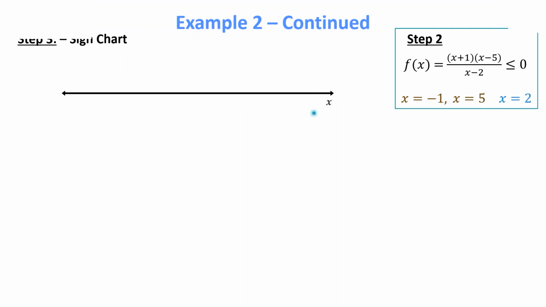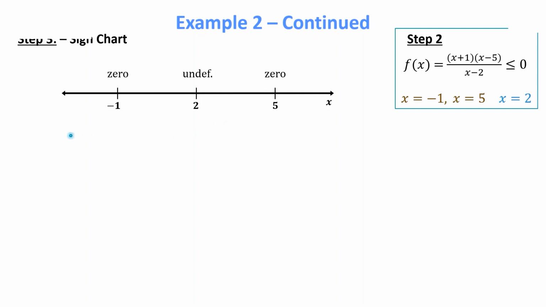So we make our number line like so, and then we input these x values on our number line. So we have x equals minus 1, 2, and 5. Now we need to make sure we write down what they are. So this is the real zero for the function f of x. At x equals 2 it is undefined, and at x equals 5 we have another real zero. This will help us later on with our solution.